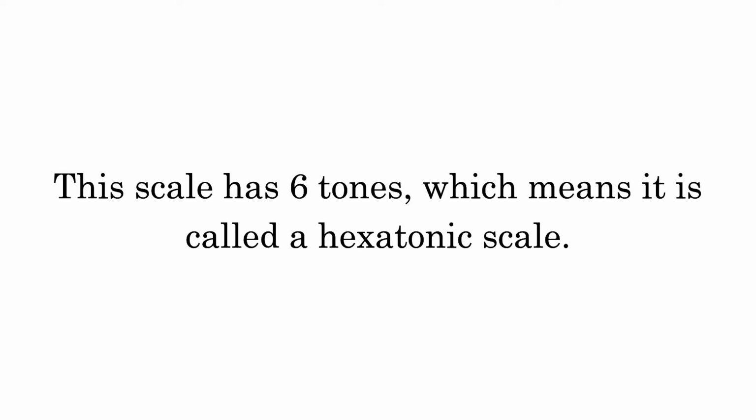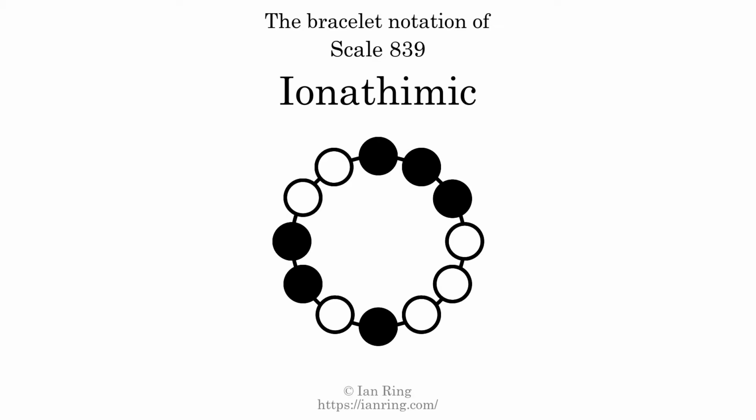This scale has 6 tones, which means it is called a hexatonic scale. This is a bracelet notation diagram of scale 839. The shaded circles represent tones that appear in the scale, and they are read clockwise, starting at the top.